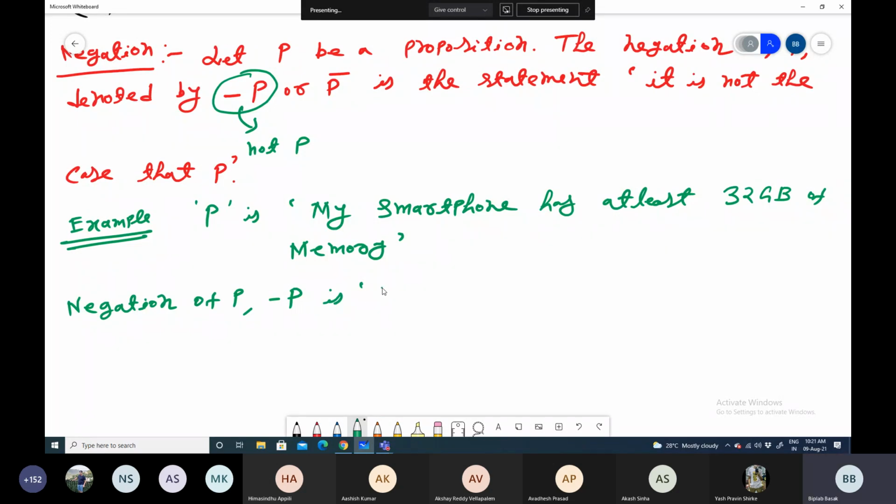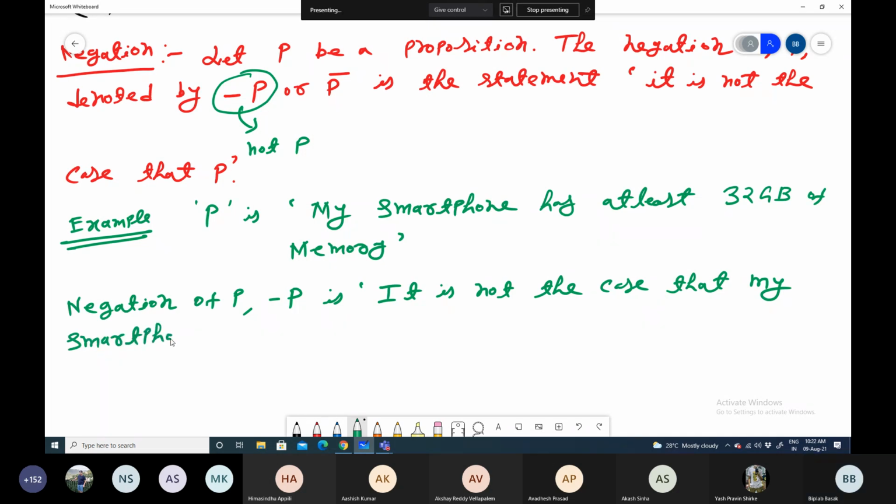So the negation is, it is not the case that my smartphone has at least 32 GB of memory. Okay, so this is the negation, the straightforward negation.